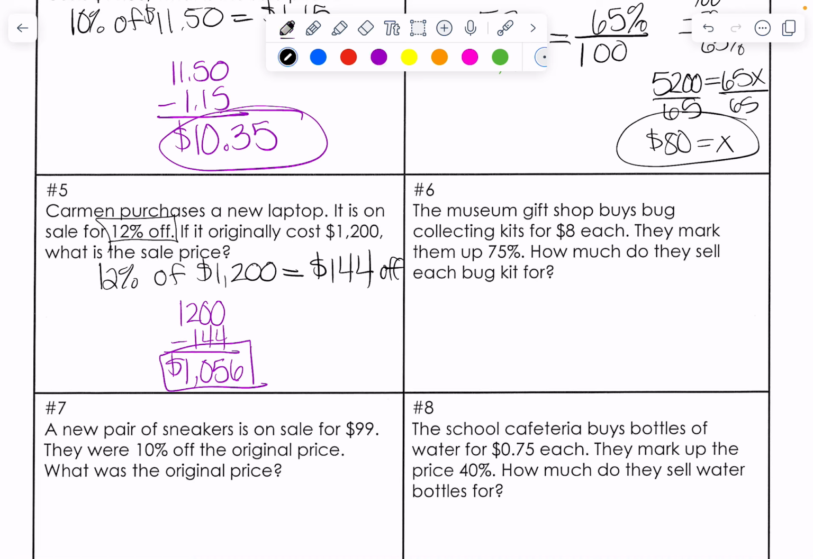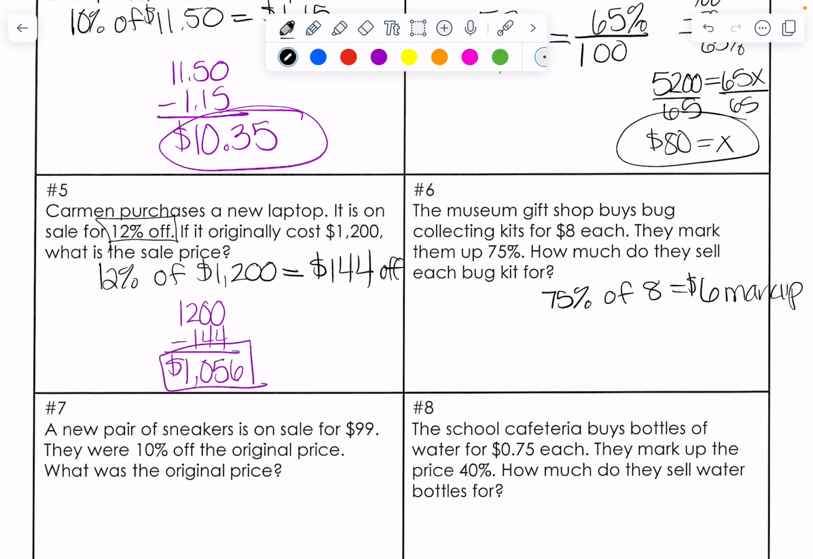Number 6, the museum gift shop buys bug collecting kits for $8 each. They mark them up 75%. So the first thing I need to do here is figure out 75% of 8. You could do 0.75 times 8. You could set up a proportion. You could use and combine some percent shortcuts, but 75% of 8 is going to leave you with 6, and so that means that they're marking up the price by $6.